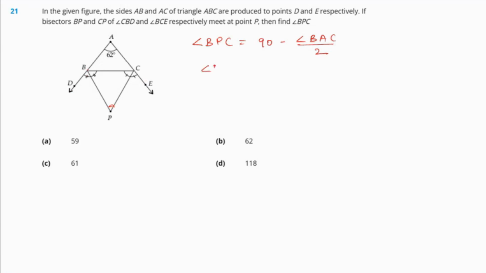So angle BPC should be 90 minus 62 by 2. When we solve it, 62 by 2 gives us 31. So the value of angle BPC, we are going to get as 59 degrees. So that is going to be our correct answer.